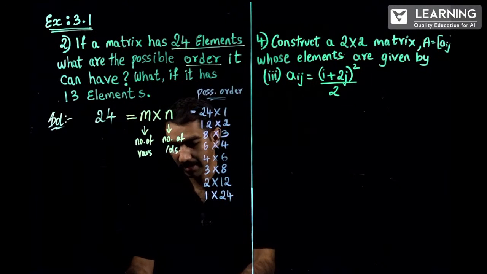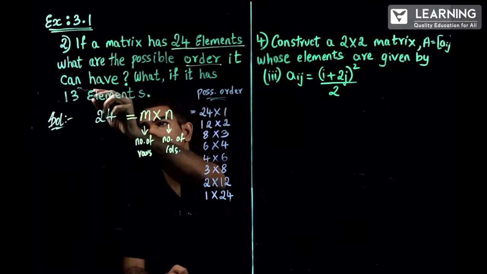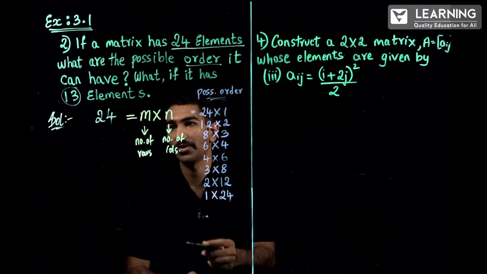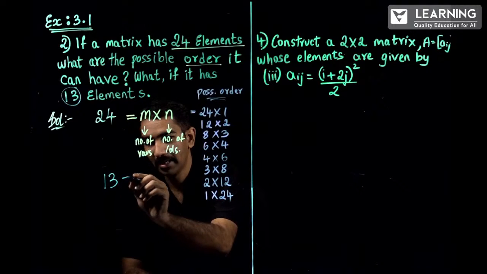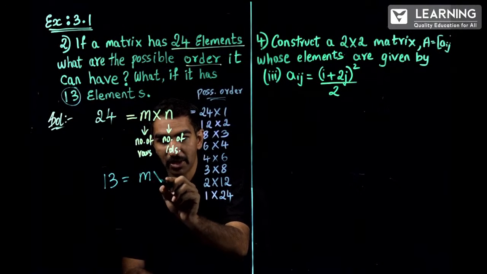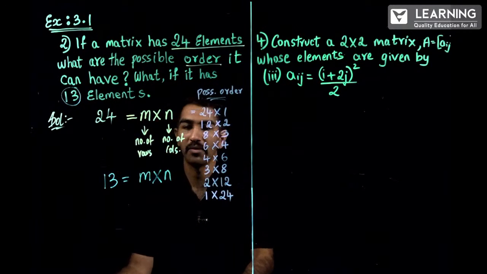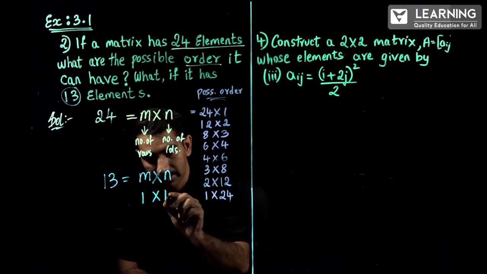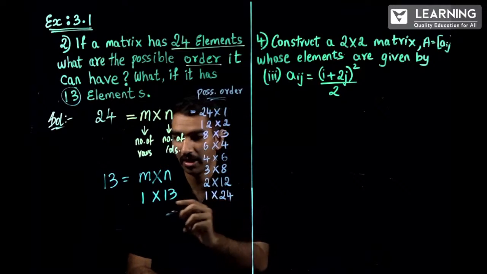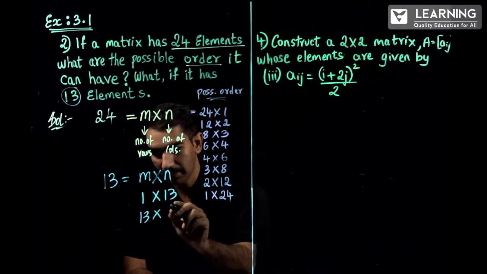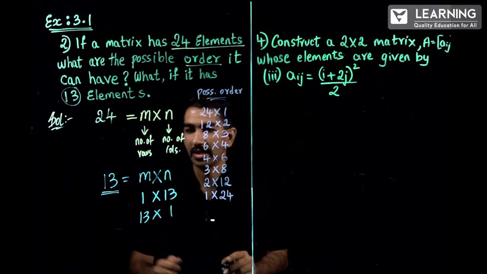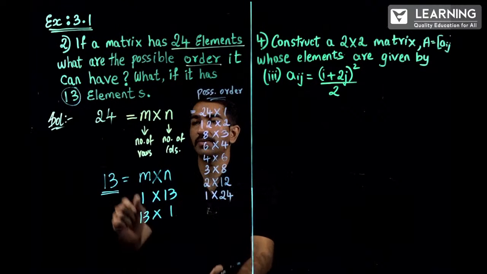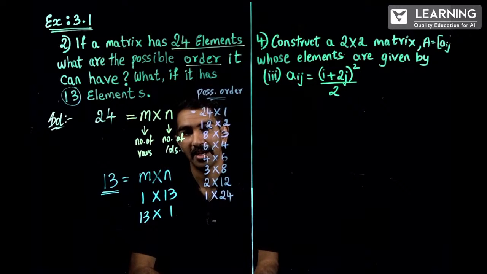Correct? So in the next sub question, what do we have here? What if it has 13 elements? So what is 13, students? Is 13 a composite number? Yeah, it's not a composite number, right? It is a prime number, 13. So this also we have to express in the form of M cross N, correct? When you express this in the form of M cross N, we can write only 1 into 13 or 13 into 1. So these are the possible orders for a matrix which consists of 13 elements, whereas those are the possible orders for a matrix which consists of 24 elements. I hope you have understood this, students.